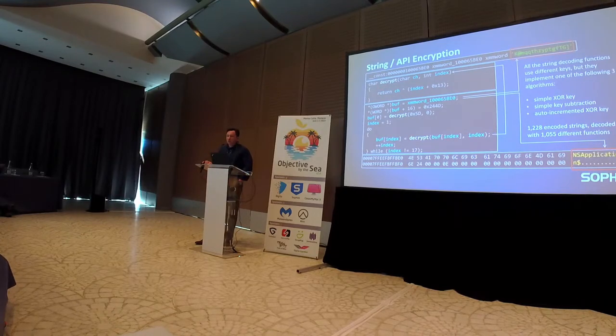So that decrypt function is one out of more than 1,000. In each case, the function was doing one of three operations: either simple XOR, or simple key subtraction, or other incremental XOR key, like here. But in each particular case, there was a different key, different number, different value. But by running the tool, it's possible to decrypt them all to understand what the actual executable is doing, to understand its logic.